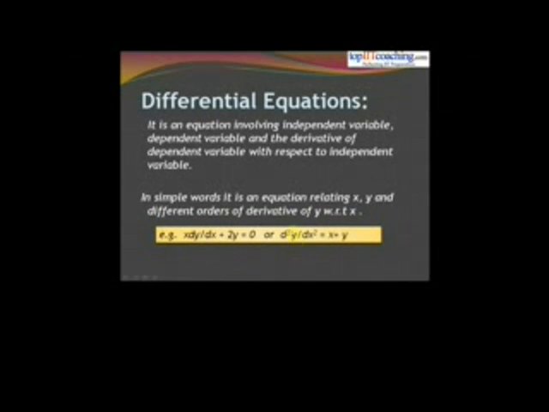Similarly, if we consider this equation d square y by dx square equal to x plus y, again you have x, you have y, and you have the second derivative of y with respect to x. So these all are examples of differential equations.